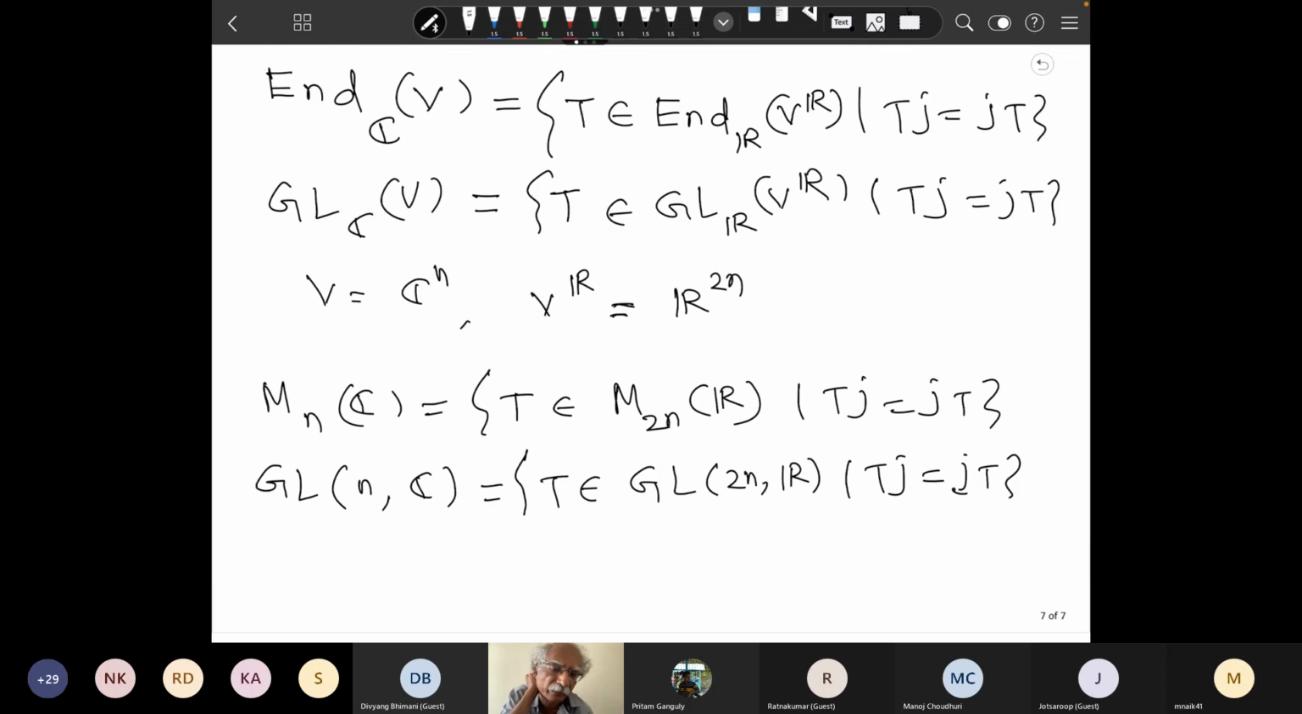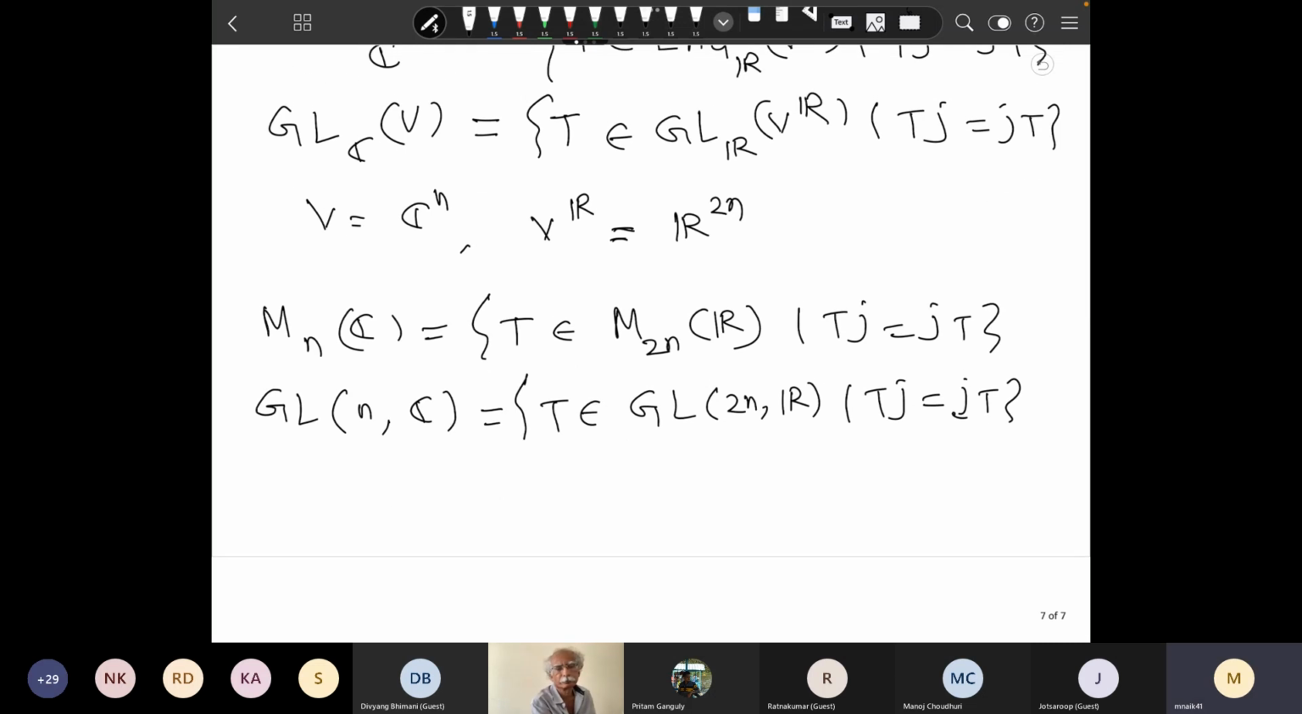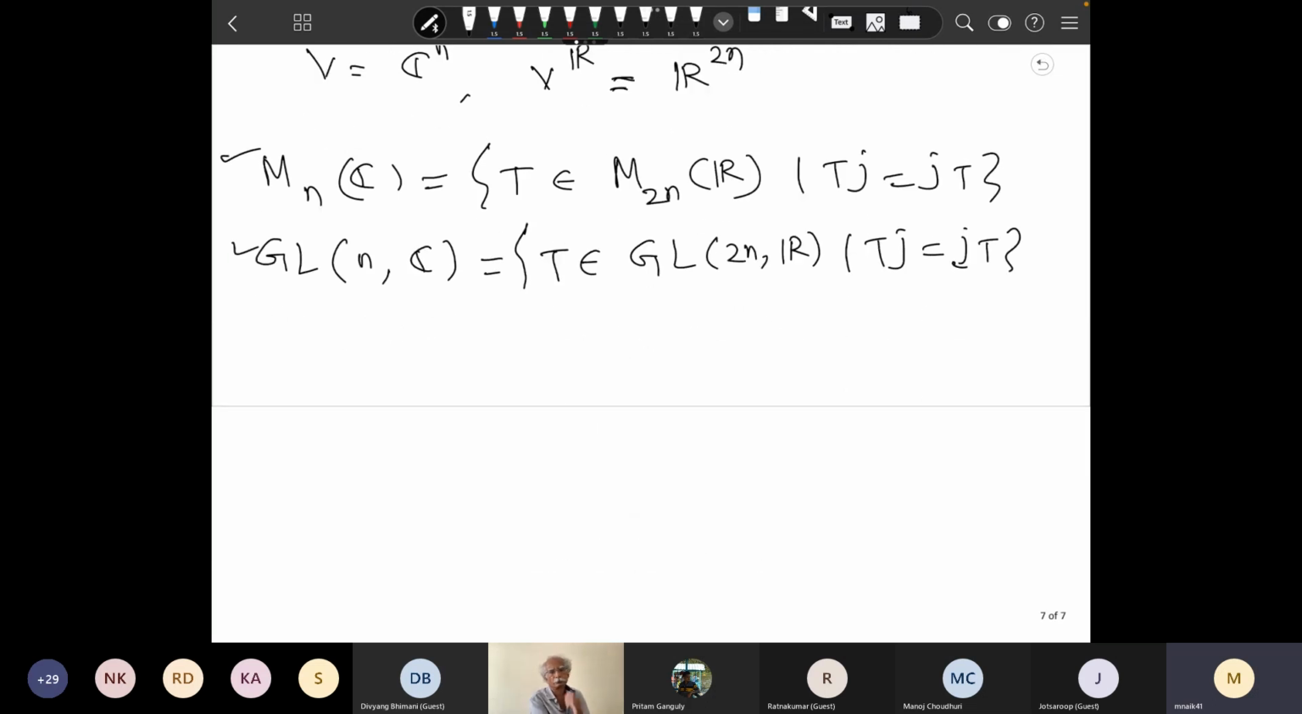Maybe you can write down the matrix for J. I will write, sir. I will describe everything. Actually, I will describe the embedding. So this M_n(C) and GL_n(C), J has a matrix representation. I will describe everything.